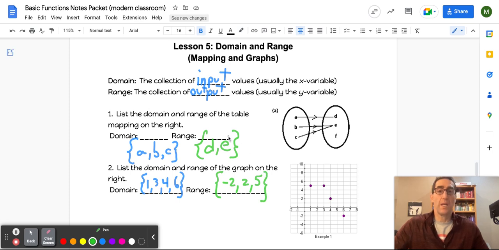So again, inputs are our domain. So in the mapping, it's where we started. In our graphs, it's our X values because we go X before Y. And our range is what we get as our outputs. So here, what got touched in the output? How high were things? What were the Y values?